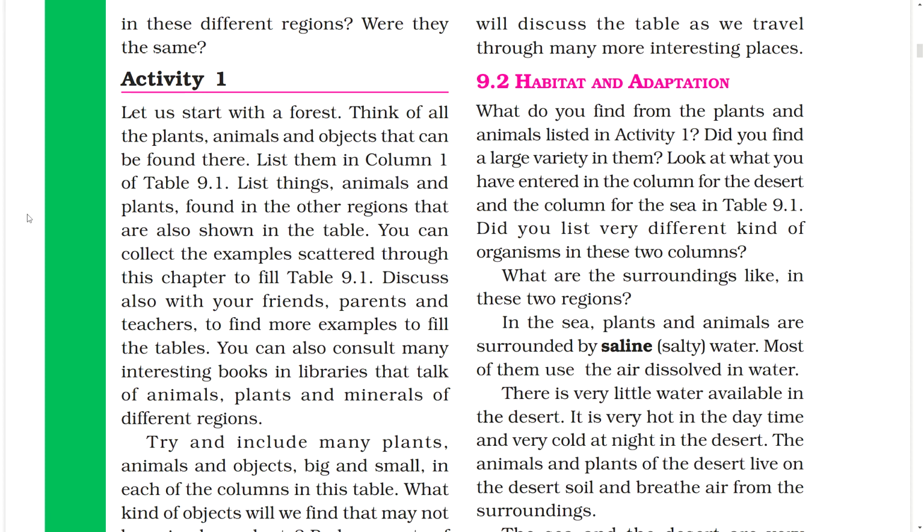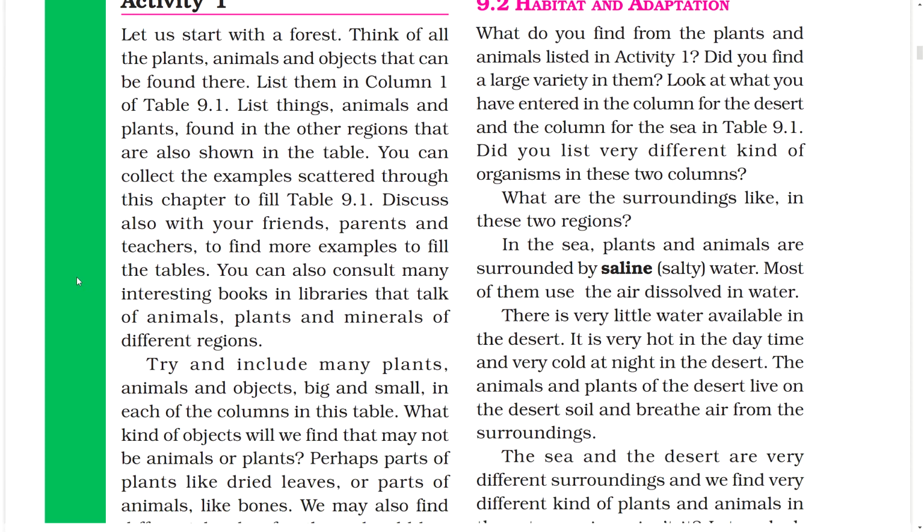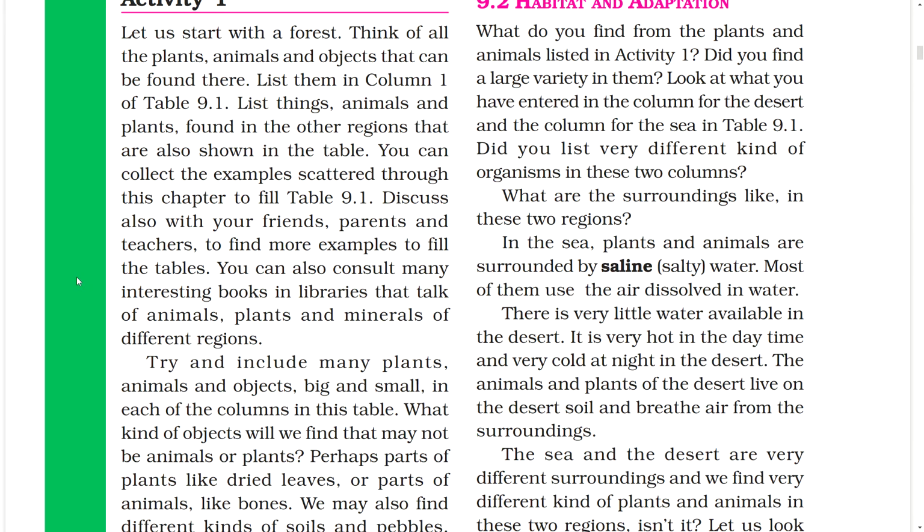You can also consult many interesting books in libraries that talk of animals, plants, and minerals of different regions. Try and include many plants, animals, and objects, big and small, in each of the columns in this table. What kind of objects will we find that may not be animals or plants? Perhaps parts of plants like dried leaves or parts of animals like bones.